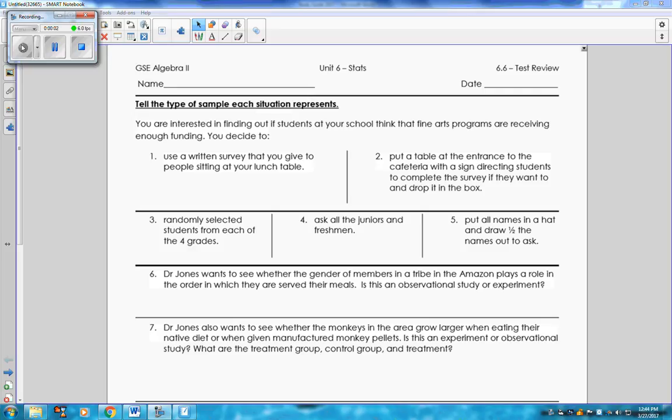So this is the review for the test. At any point, you're allowed to pause the video so you can complete the problems, and then play the video so you can see the answers to the problems.